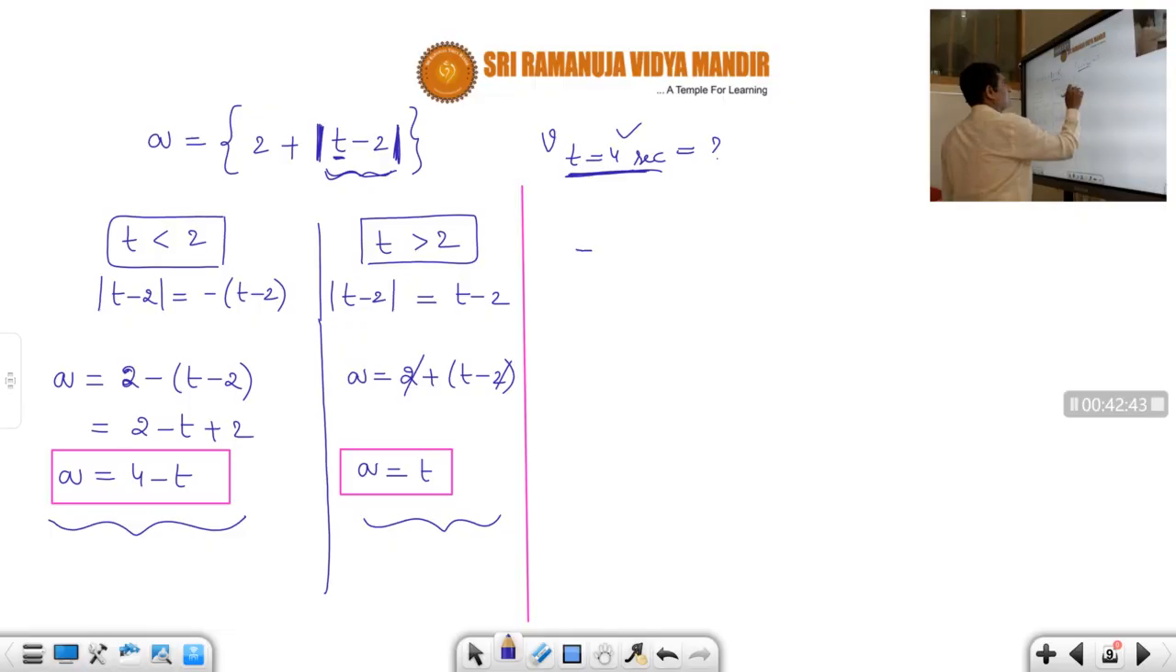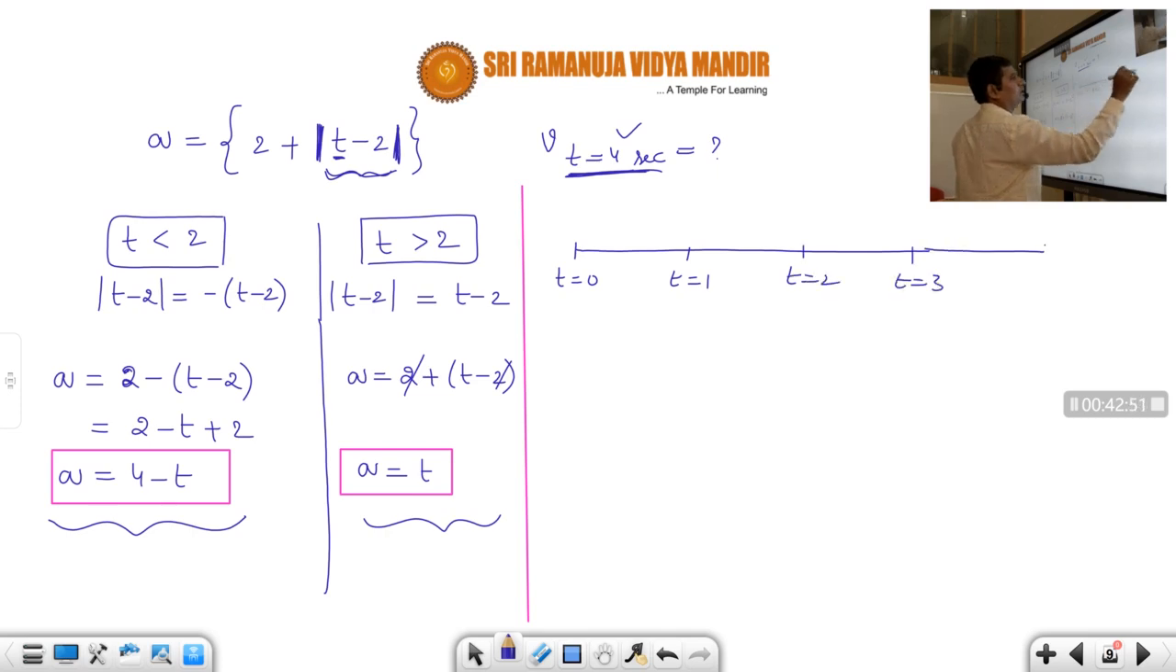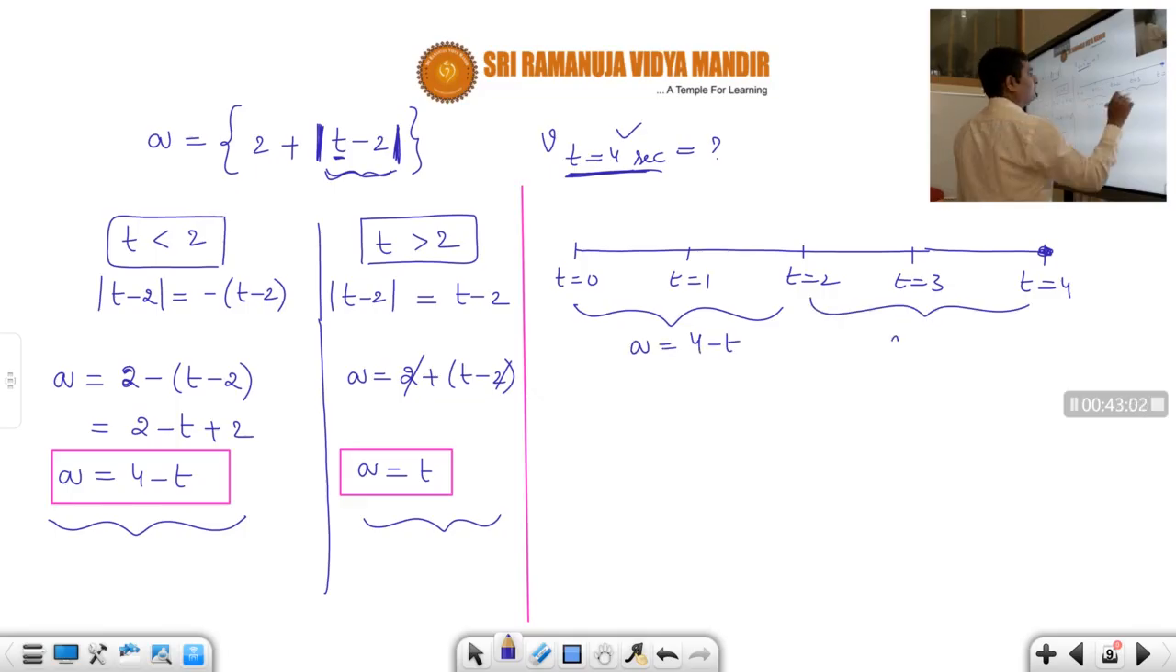I hope, students, you are understanding. Suppose let's say t equal to 0 here, t equal to 1, t equal to 2, and t equal to 3, and t equal to 4. Okay. Now they are asking at here. Okay. Now during this time the equation for acceleration A is equal to 4 minus t. Now during this time the equation for acceleration is t. Actually this is a problem on variable acceleration, students. Okay. Anyway, we'll discuss in the next two sessions.